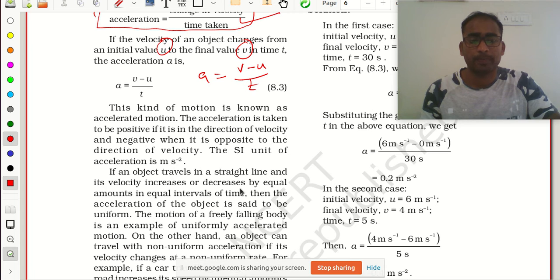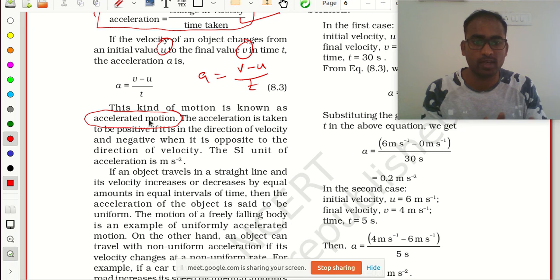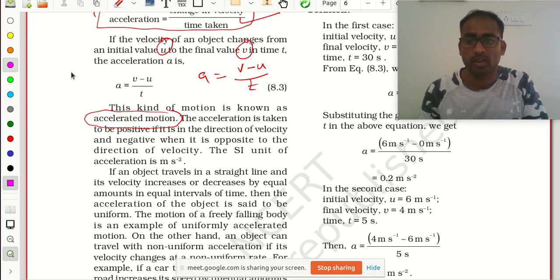This non-uniform motion, non-uniform meaning varying velocity, is also known as accelerated motion. Accelerated motion can be positive, and sometimes it is negative also. How can you say? Acceleration is positive when v is greater than u.